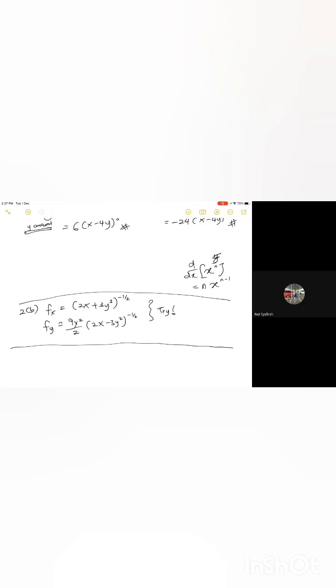Basically, it is the same as in A because you have bracket there. So make sure you differentiate the power first and then you differentiate whatever in the bracket with respect to the variable. If x, x. If y, y, then x is constant. If fx, then y is constant. Okay, and vice versa.